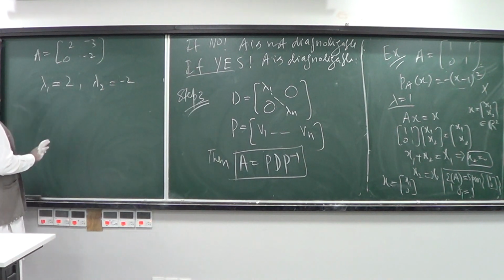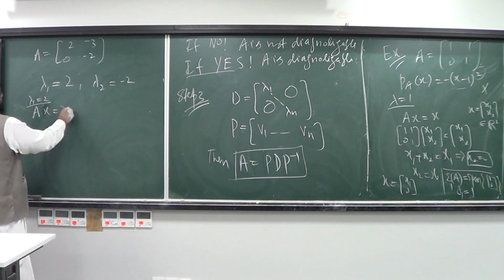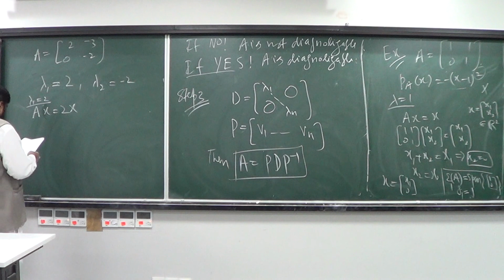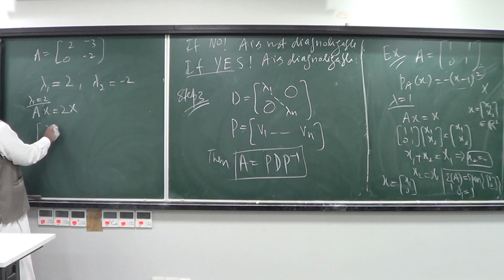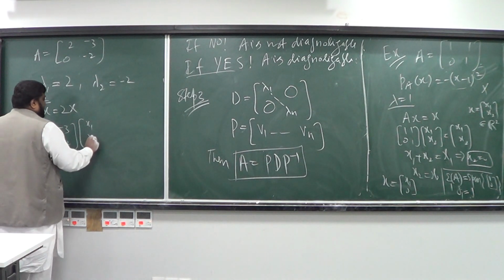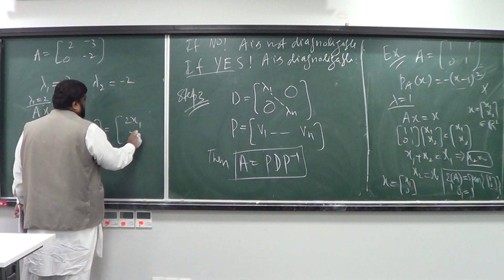Let's compute the eigenvectors. In order to compute the eigenvectors, you have to solve Ax, for example, for the first, lambda 1 equal to 2. In other words, solve Ax equal to 2x. So you're going to get 2, negative 3, 0, negative 2 multiplied by x1, x2 equal to 2x1 and 2x2.